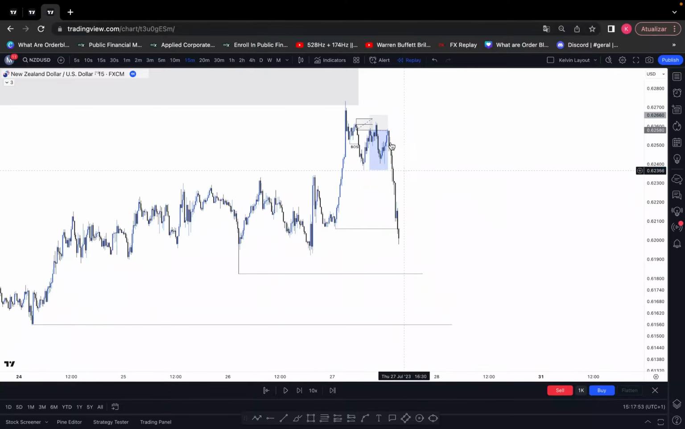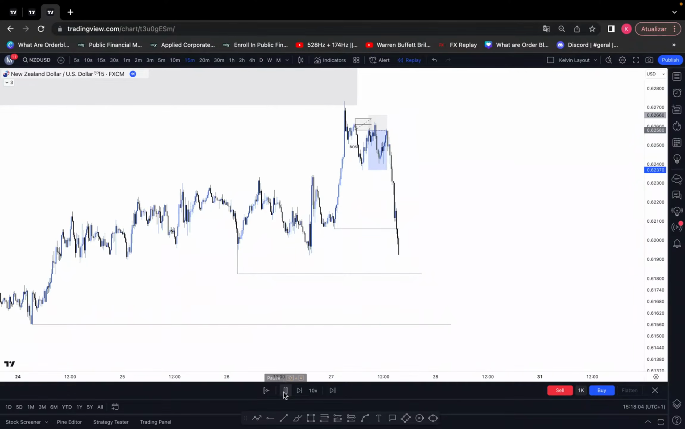Price took out that low. We went to break even. TP was smashed right here. We can see that the first target, which was the M15 low, was taken. This low right here was also grabbed. Let's just keep playing price.